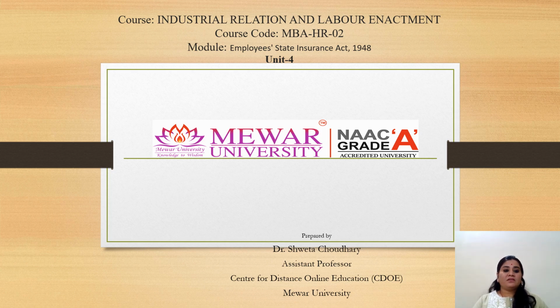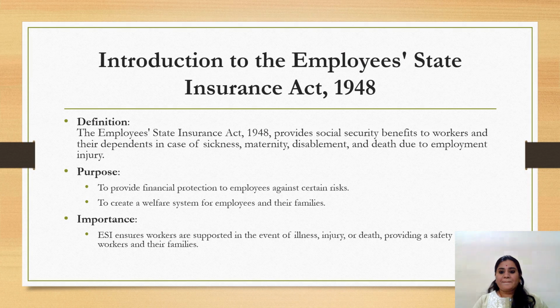In this, we will discuss the Employee State Insurance Act 1948 under Industrial Relations and Labour Enactment. Basically, this Act emphasizes its role in providing social security to workers and their dependents. So, first, let me introduce what exactly we mean by the Employee State Insurance Act 1948.